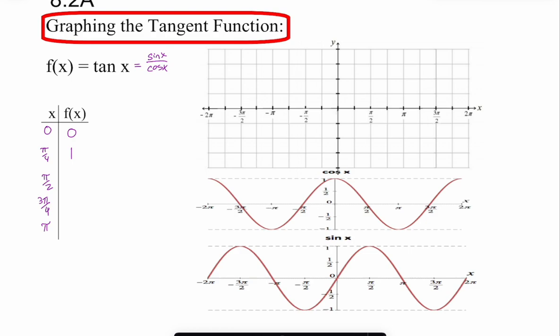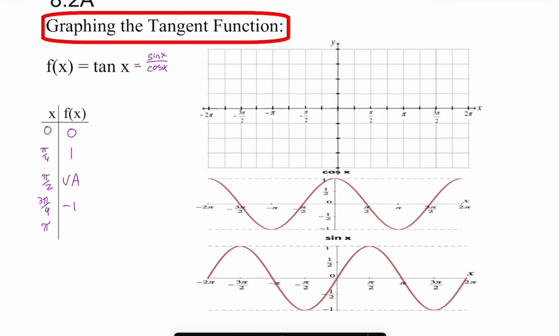And then pi over 2 would be here. It would be sine over cosine, and cosine is 0, so we can't have a 0 denominator, so that's a vertical asymptote. And then 3 pi over 4 is negative 1, because you get positive square root of 2 over 2 divided by negative square root of 2 over 2.